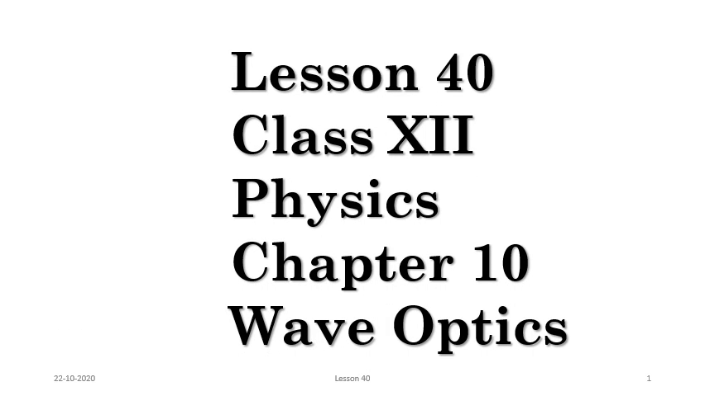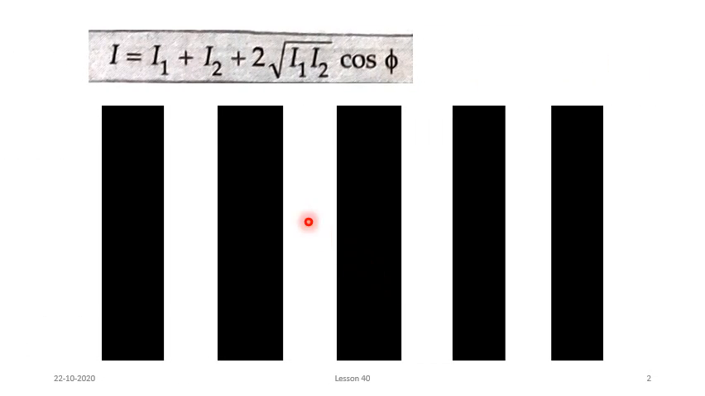Today we will discuss the interference of light. In the last class we discussed the interference of light, and we saw that we obtained a black and white image, or I can say a bright and a dark image, on the observation screen. And we derived the expression for the intensity. This was the expression for the intensity, and this was the bright and the dark fringe obtained on the observation screen.